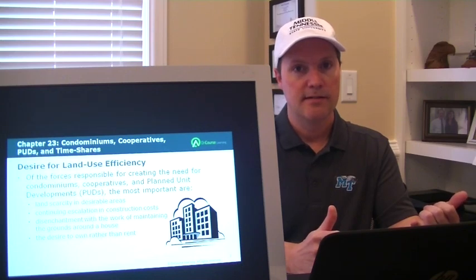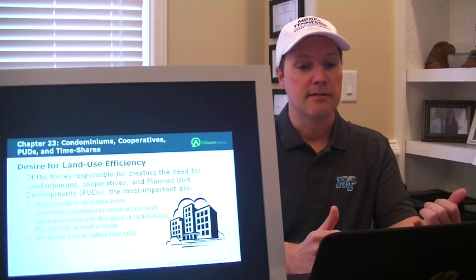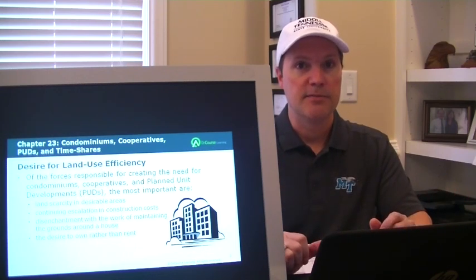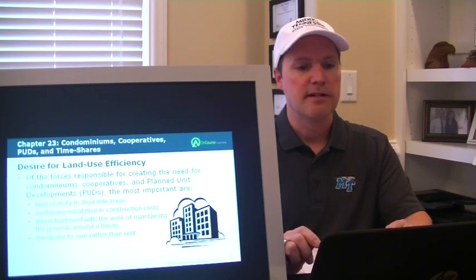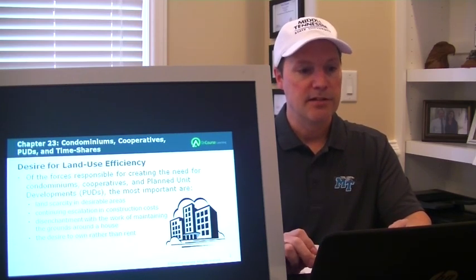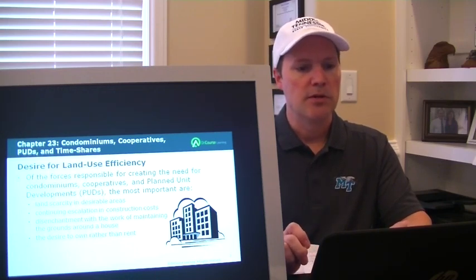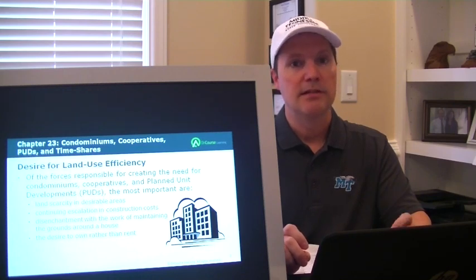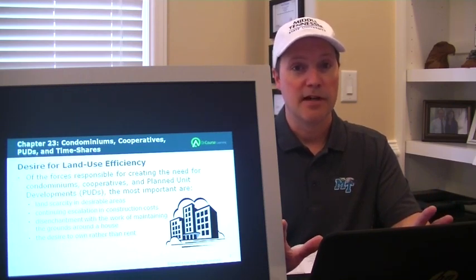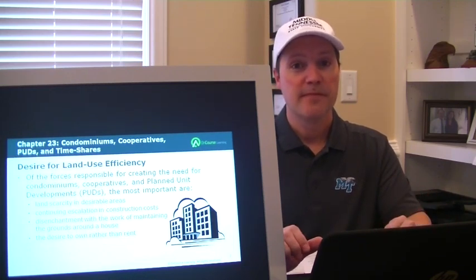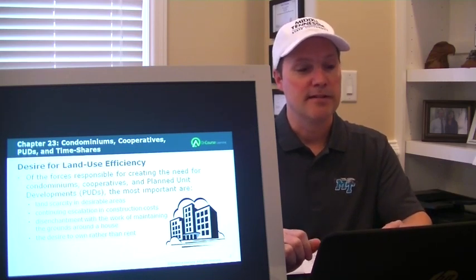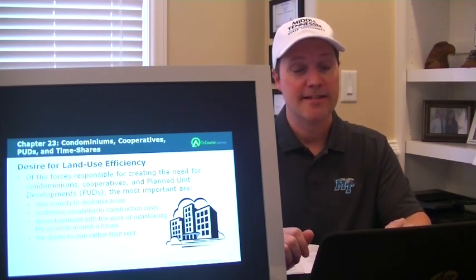Look at New York City. 7 miles long and 4 miles wide? Really congested. We have 8 million people or something. Land scarcity in desirable areas. Okay. Continuing escalation in construction costs is another thing. Disenchantment with the work of maintaining the grounds around a house, which everybody knows is a pain in the butt to go out and mow your lawn. It's kind of nice at the beginning of the season. It's like, oh man, it's all nicely cut. But when it gets about 100 degrees outside, everybody's really not enjoying it.